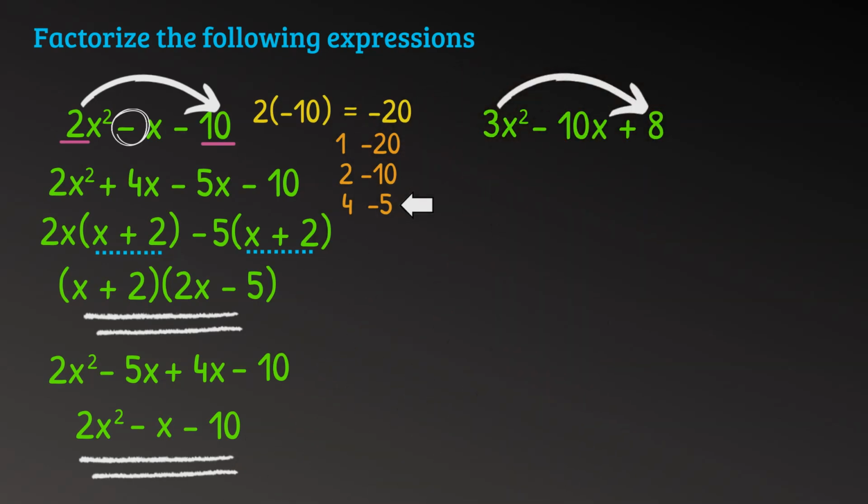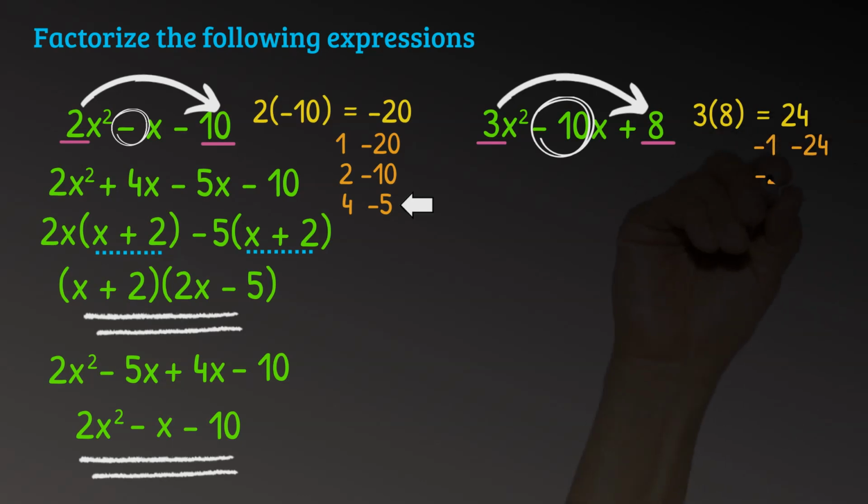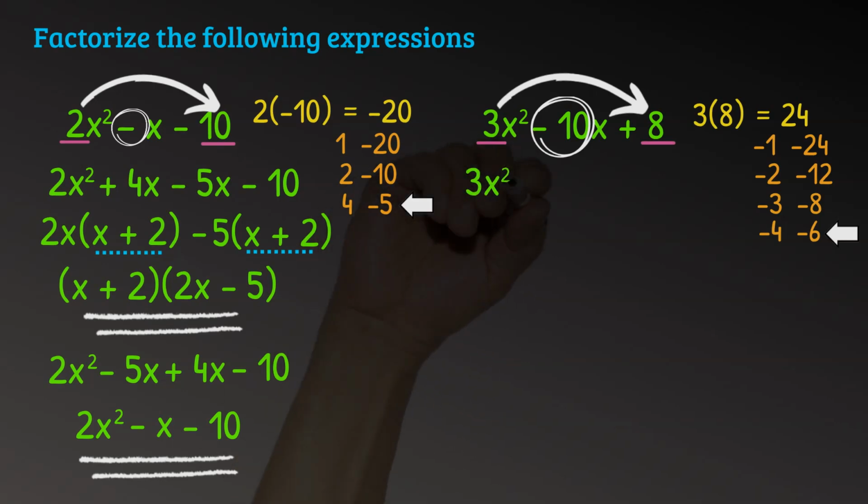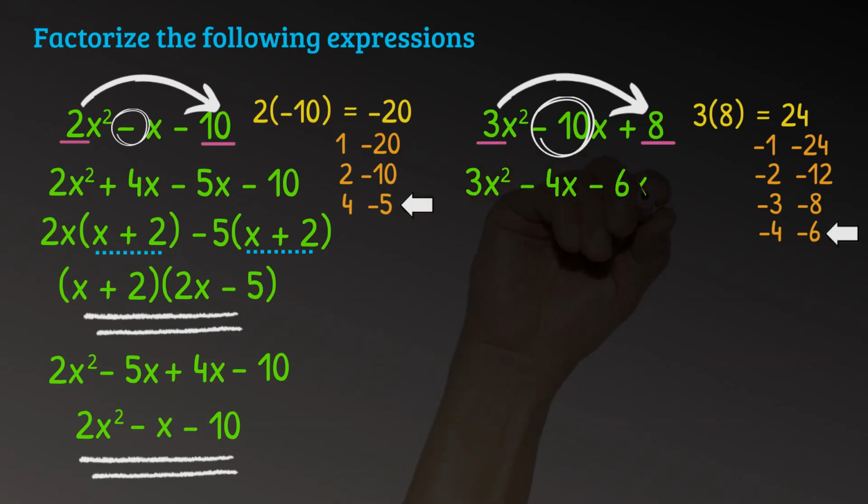In the next expression, we start by multiplying 3 by 8, which gives us 24. Then we have to find two numbers that multiply together to give us 24. Now, I'm going to use just two negative numbers because I've already seen that they also need to add up to minus 10. So those numbers could be minus 1 minus 24, minus 2 minus 12, minus 3 minus 8, or minus 4 times minus 6. Now, minus 4 minus 6 add up to minus 10, so we're going to use these numbers. So we replace minus 10x with minus 4x minus 6x.